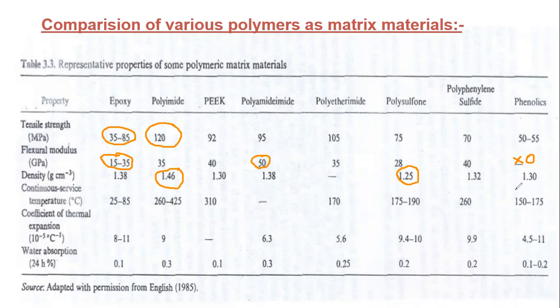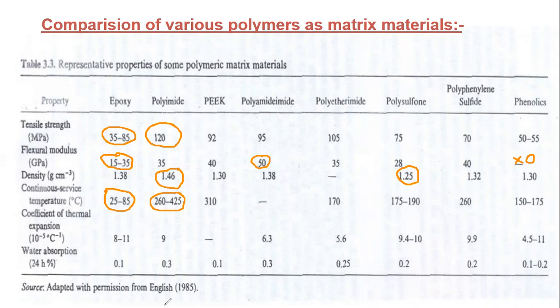Next, continuous service temperature. The highest continuous service temperature comes to polyimides, that is 260 to 425 degrees. But the lowest is with the epoxy, that is very low, 25 degrees to 85 degrees, which is less than the room temperature in the summer season. So that is very low, 25 degrees to 85 degrees.